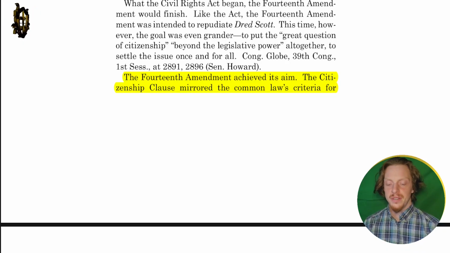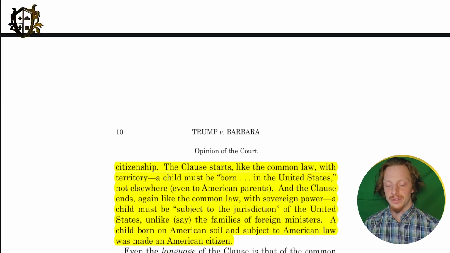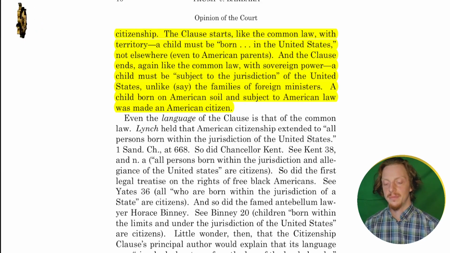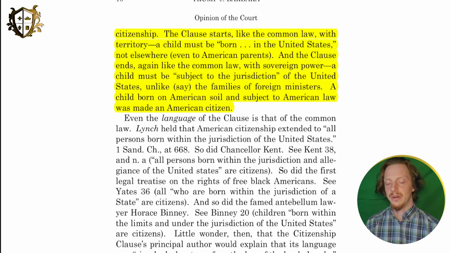Further, he says the 14th Amendment achieved its aim. The Citizenship Clause mirrored the common law's criteria for citizenship. The clause starts like the common law with territory. A child must be, quote, born in the United States, not elsewhere, even to American parents. And the clause ends again like the common law with sovereign power. A child must be, quote, subject to the jurisdiction of the United States, unlike, say, the families of foreign ministers. A child born on American soil and subject to American law was made an American citizen.